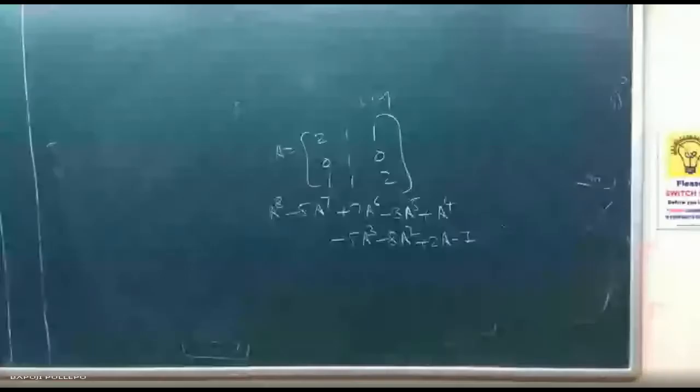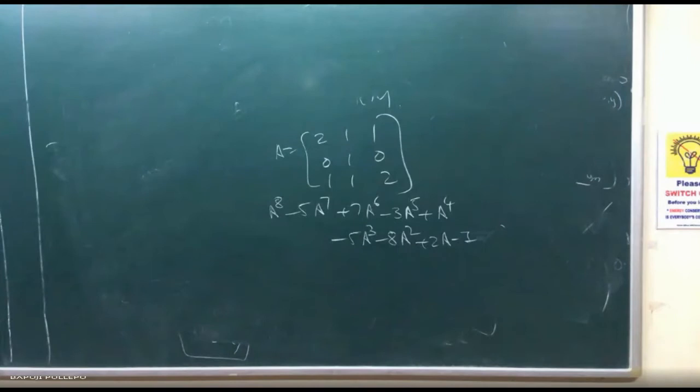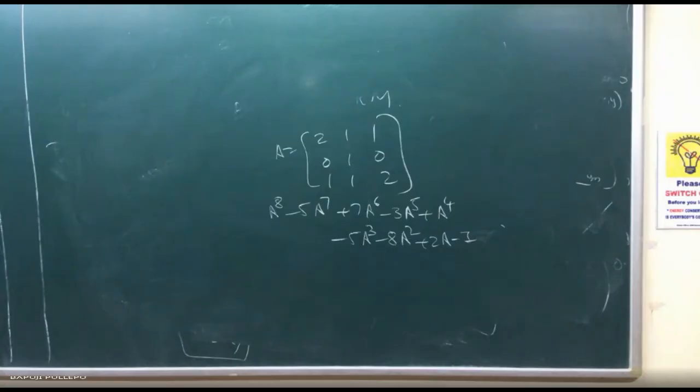Sir, using Cayley-Hamilton, we can do this. Characteristic equation means lambda, which we will get by the Cayley-Hamilton theorem. Put lambda is equal to A. Yes, sir, then A cube and all that. First, you can find the characteristic equation.